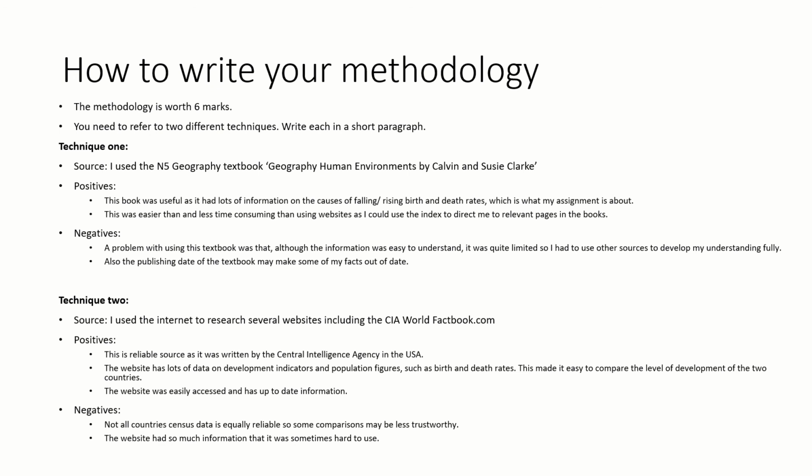Sometimes websites have so much information that they can actually be hard to use. It's difficult to focus on which piece of information you want to settle on. So there you have it, guys. You need to write 2 paragraphs. One that's called Technique 1. So write down Technique 1. Then you need to write the source of information you're talking about and its positives and its negatives. Then you need to write down Technique 2 and write a sentence that is the source of information you included in Technique 2, and then talk about its positives and its negatives.